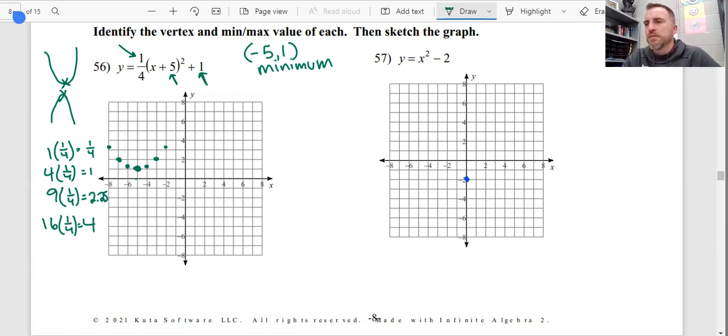And I can't do it on the left side, but I can do it on the right side. I'll go over 1, 2, 3, 4 spots. I'll go up 1, 2, 3, 4. And so our quadratic looks something like that.